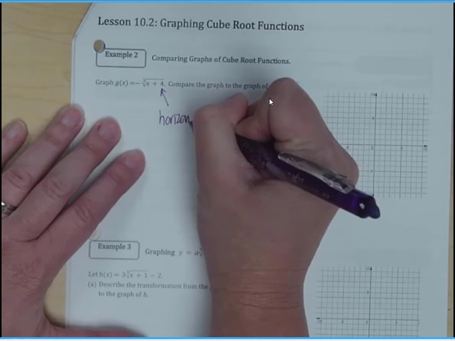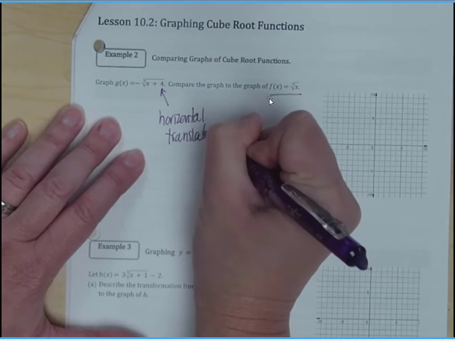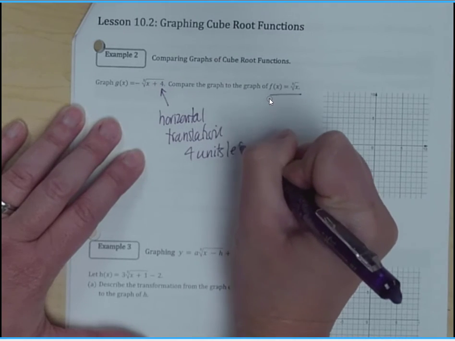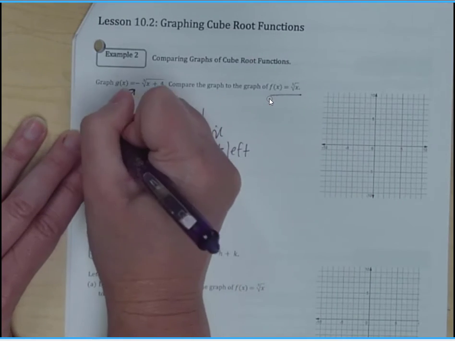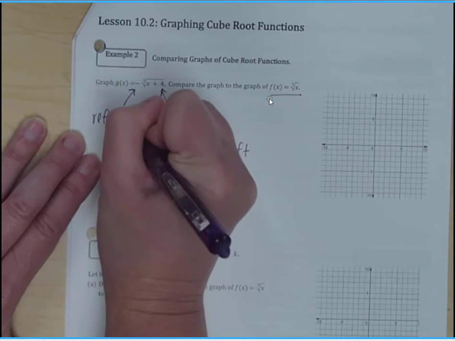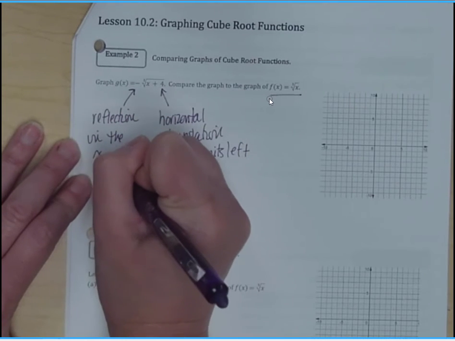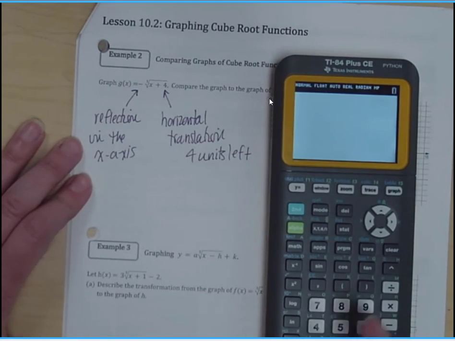So horizontal translation, 4 units left. But I also have a negative out front, so that's going to tell me it is a reflection in the x-axis. So let's take a look at this on a graphing calculator.